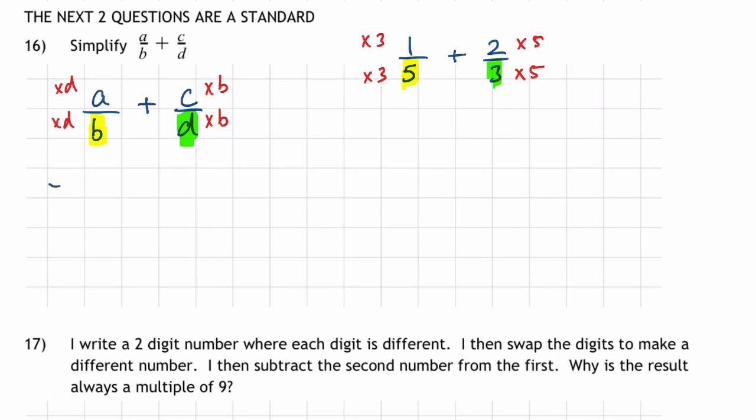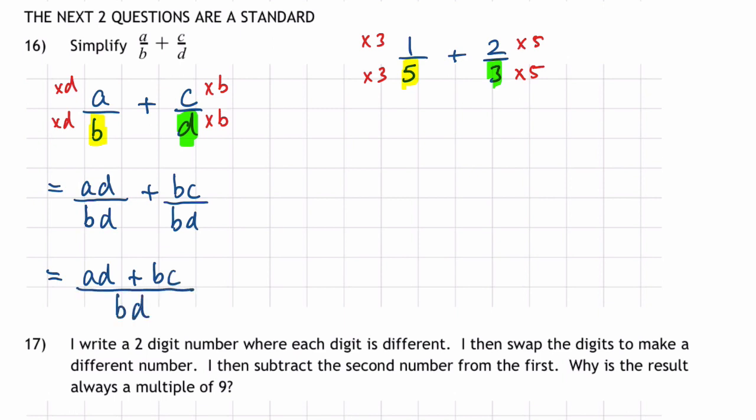Now when I do that, I would get A multiplied by D, so AD, over the B multiplied by D, so BD, plus the B multiplied by the C, so BC, and the D multiplied by the B, so BD. And I can write that as AD plus BC over BD.